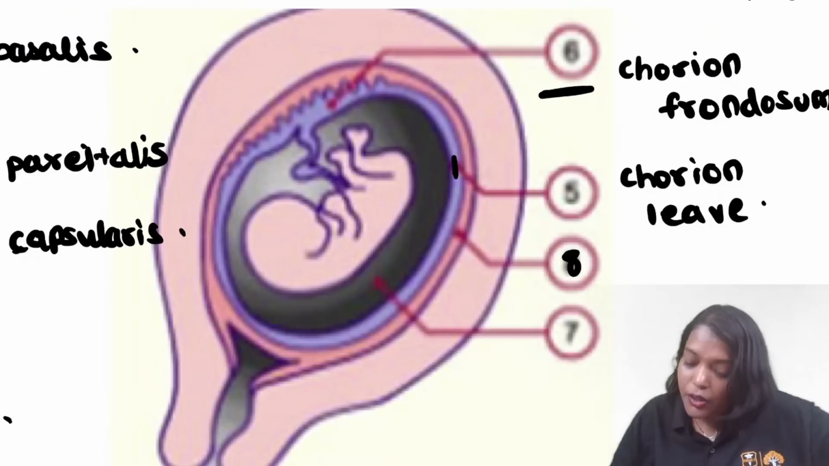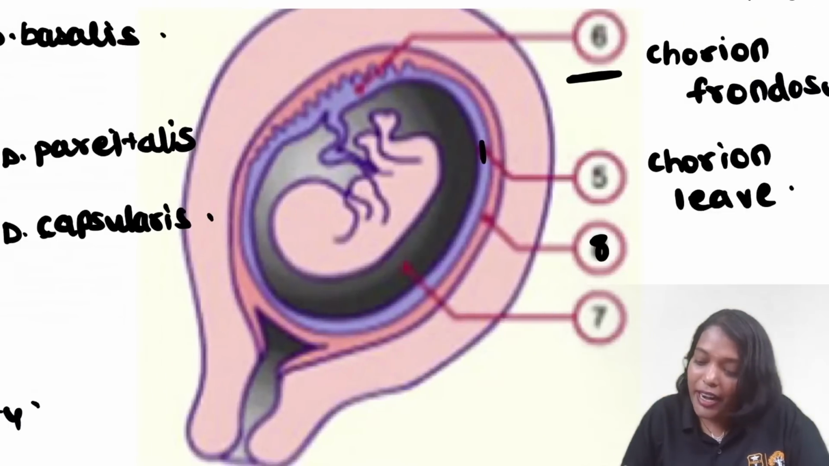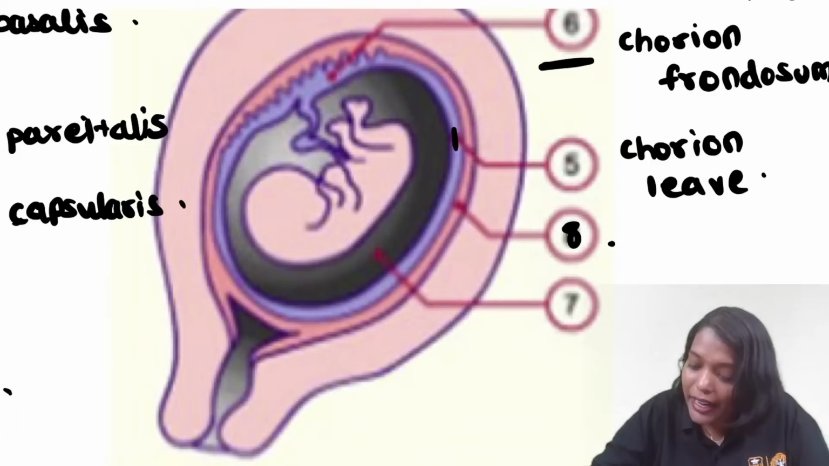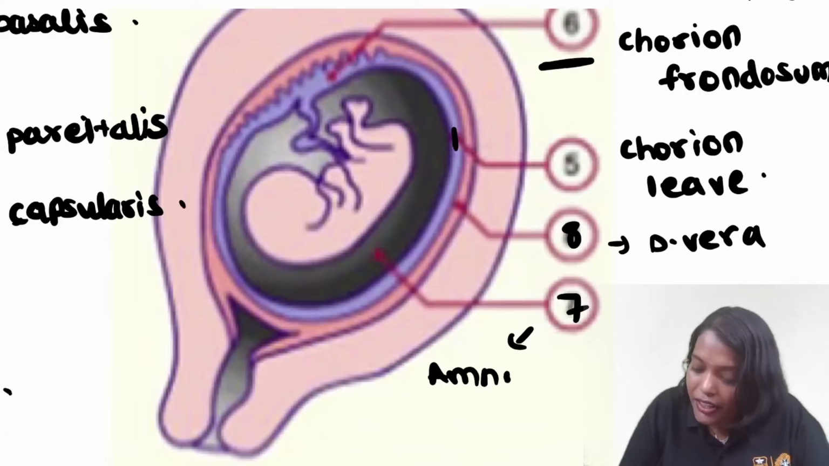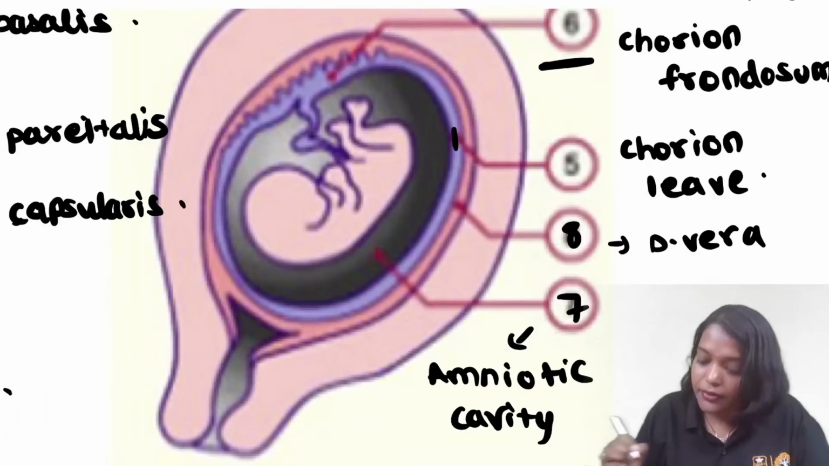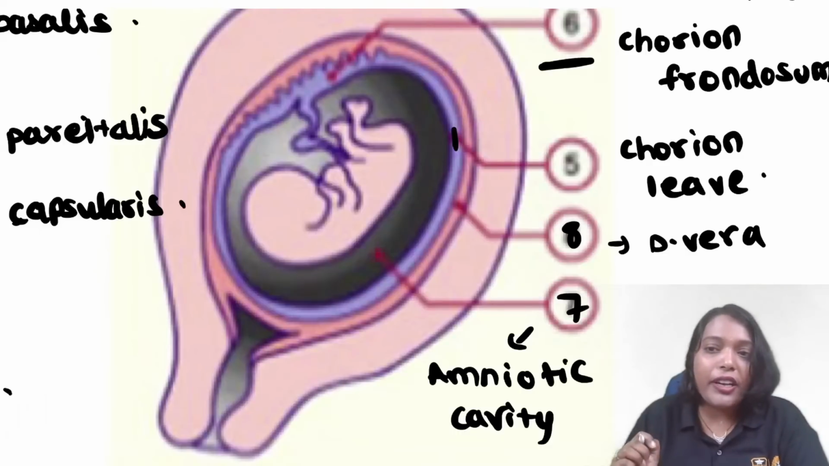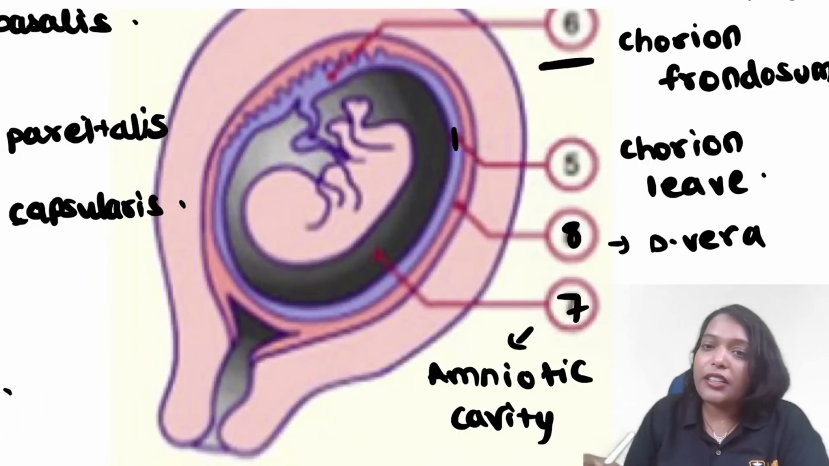Number 8 is the decidua parietalis and decidua capsularis. The decidua capsularis and parietalis fuse together, and that is number 8, the decidua vera. And number 7 is the amniotic cavity. Yes, number 7 is the amniotic cavity, number 8 is the decidua vera, number 5 is the chorion laeve. So I hope you all understood these pictures.